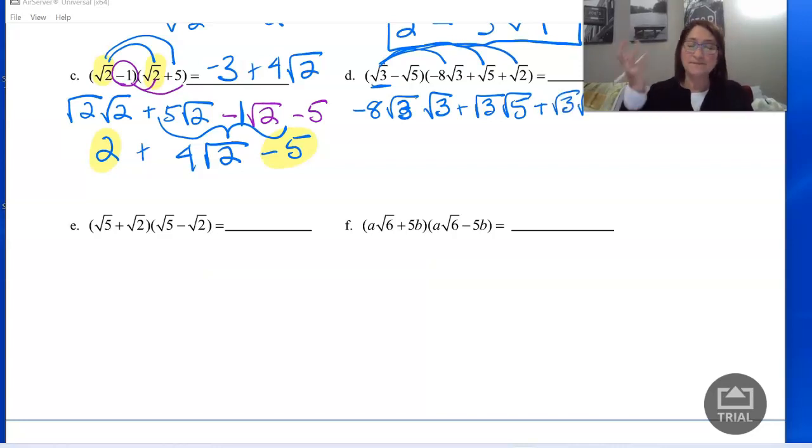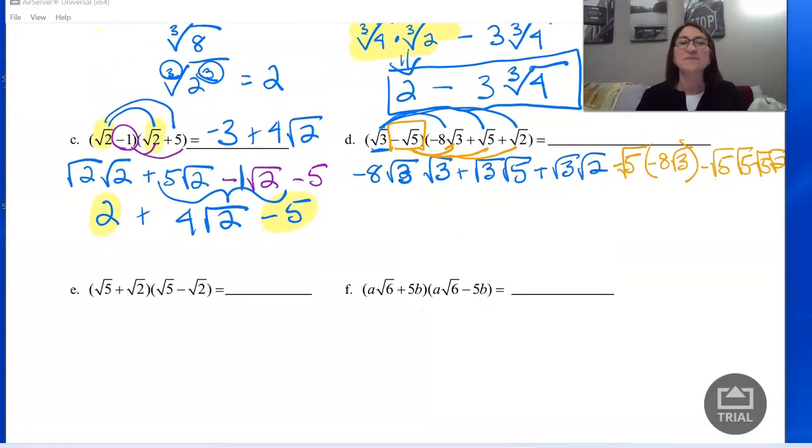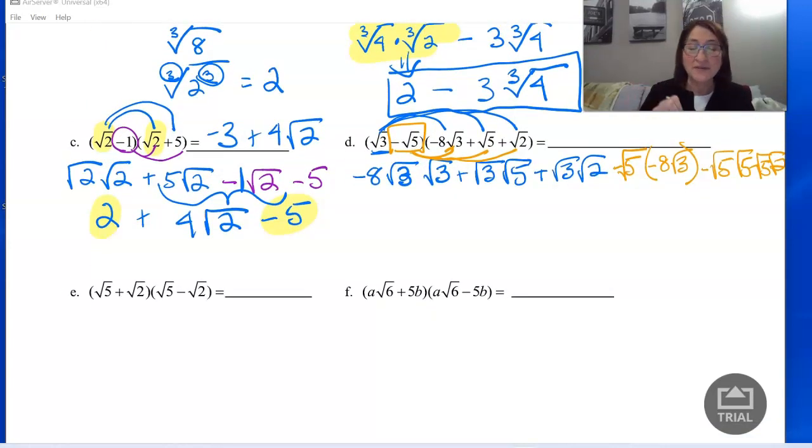Now let's use a different color. Let's do orange. And let's take negative root 5 times negative 8 root 3. Now I've got negative root 5 times positive 5 root 5. Negative root 5 times positive root 5. Negative root 5 times positive root 2. Oh my gosh, we're falling off the page. So let's go ahead and simplify this.